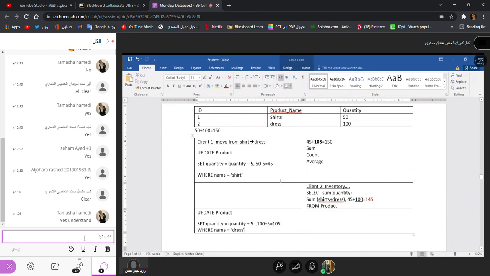Yes. So now calculate this 45 and 105. This is 150. But what did this person get? 145. Wrong value. The actual real value was 150. It was also 150 here if you see. Right. So he is getting 145. This is wrong. So this is inconsistent read.